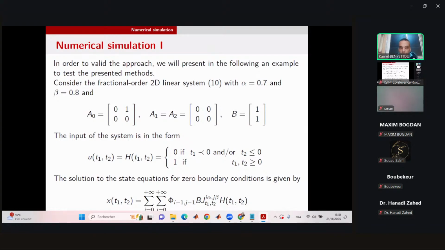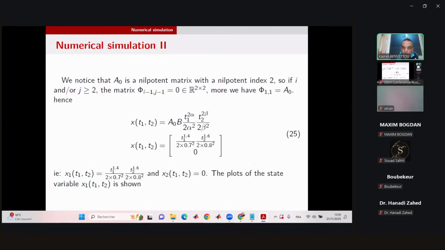The input of our system is an academic example, a Heaviside distribution. The solution of the state space equation for a zero boundary condition is given by the following formula, using the first solution, of course. Using a simple example, and note that phi minus 1 minus 2 is equal to 0 for many cases, for g greater than 2.